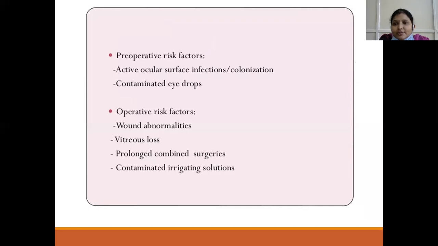Similarly, if the patient uses contaminated eye drops just prior to the surgery, this acts as a source of inflammation and infection leading to endophthalmitis.